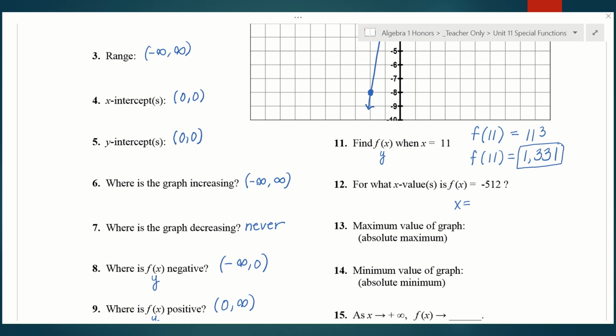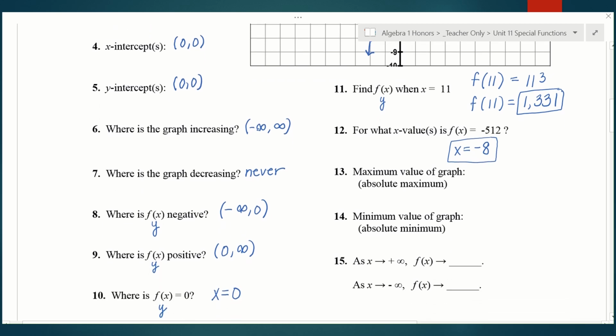Okay, so if you scroll into the negatives, you should see that when x is negative 8, y is negative 512. It would never be a positive number here because any positive number to the third power will always give me another positive number back. So if you are looking at a negative, it's because your original number that you raised to the third power was negative.